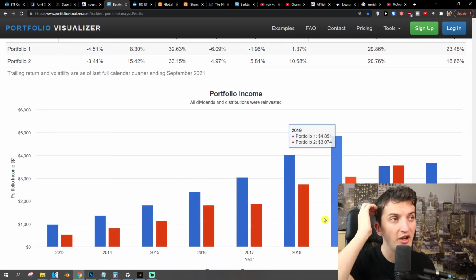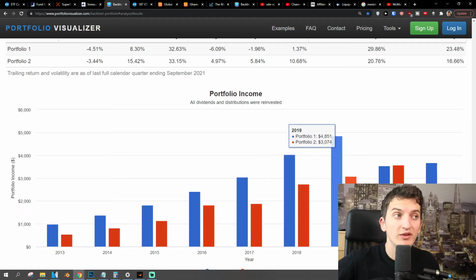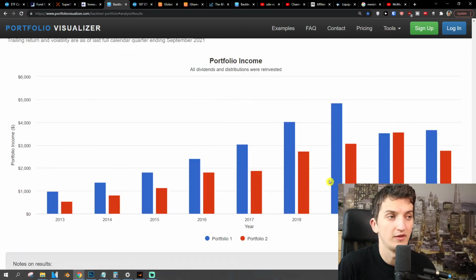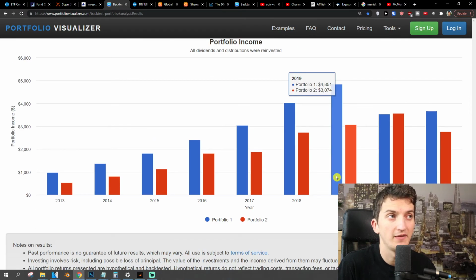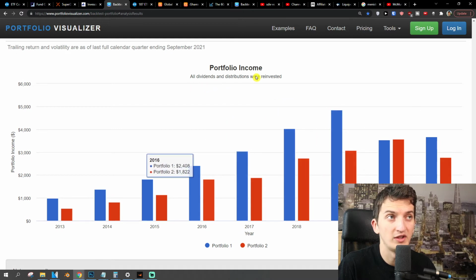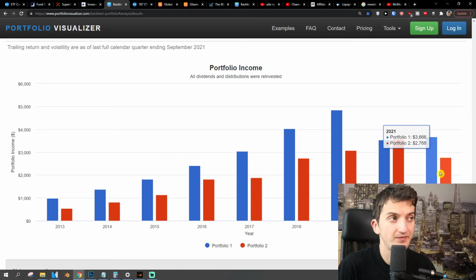And you see clearly that many times, like 2019 was really great for the portfolio, and $5,000, which is an amazing dividend. All dividends and distributions were reinvested. But you see right here that the dividends were better. So this is pretty much it.